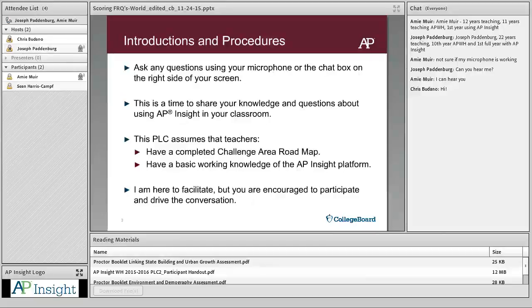I believe Sean Harris has joined us. Oh, welcome, hi, Sean. If you look down on the right-hand side, you'll see it. Oh, he's already found it. Great.